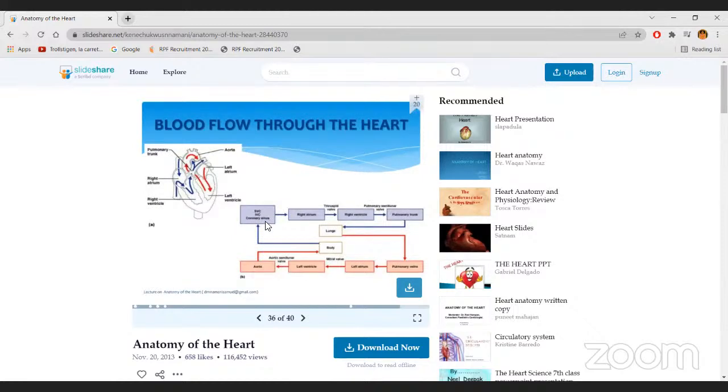So this is the blood flow through the heart. Here, this is the oxygenated blood, and this is the deoxygenated blood. So the pumping direction is from lungs to body, and body to lungs and heart.